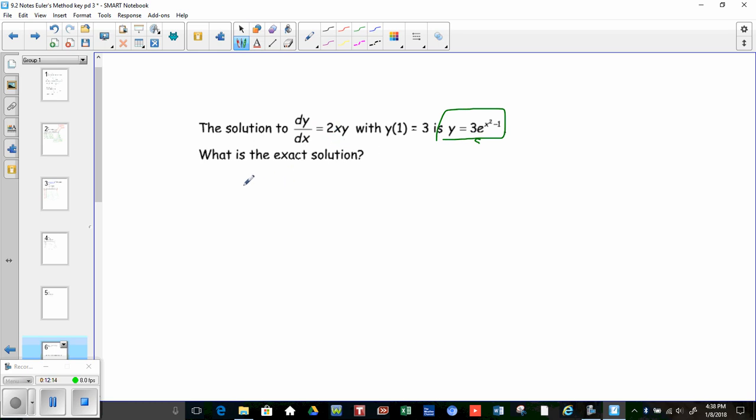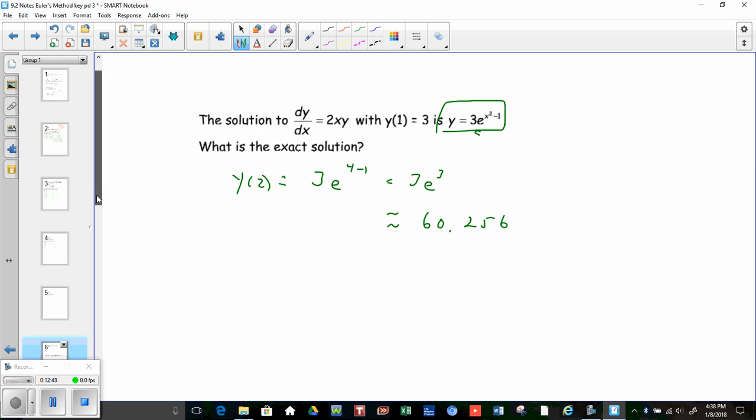Which means if I actually want to find out what y of 2 is, simply plug in 2 for x. 3e to the 2 squared is 4, minus 1. So 3e cubed is the exact answer. Well, that doesn't tell us anything as far as the decimal is concerned. So let's get the decimal approximation for that. And that works out to be 60.256. That's a pretty big difference between the 27 and the 37 point somethings that we got from the previous problems.